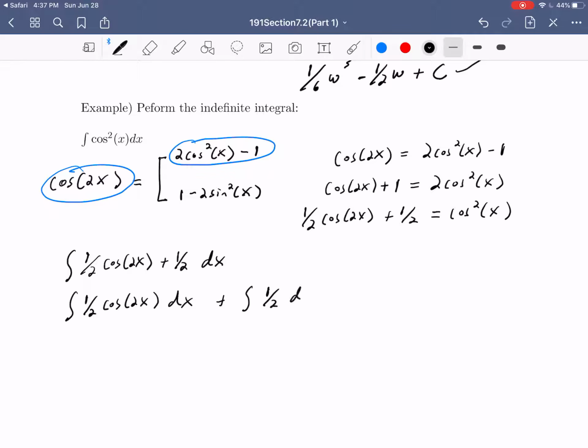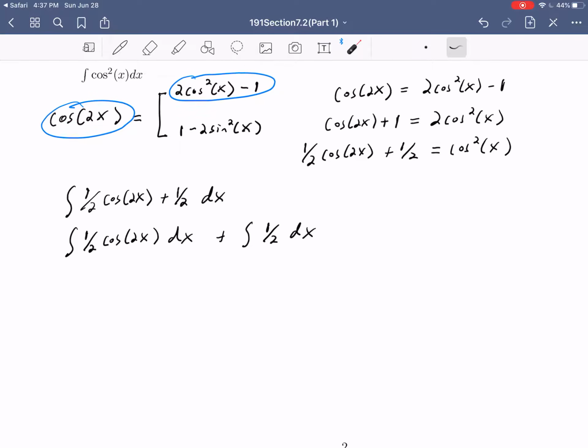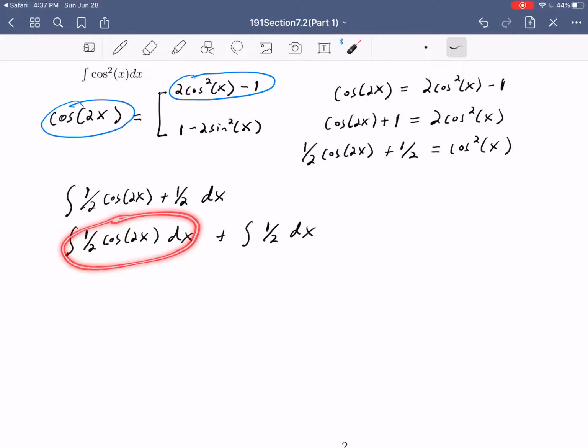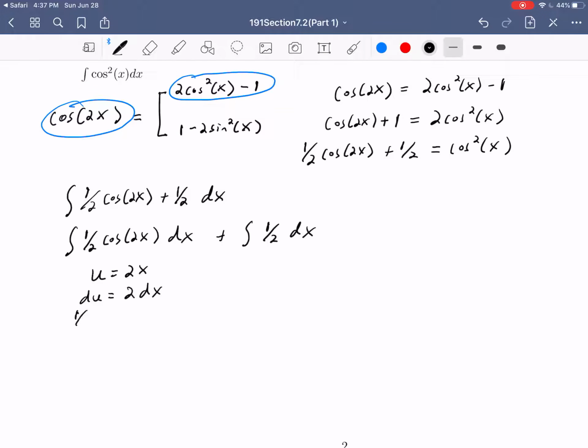And the second piece should be very easy, right? The integral of 1/2 dx, that's just going to be 1/2 x. For this, though, what we should do is go ahead and let u equal 2x. du is going to be 2 dx, and we're going to get 1/2 du is going to be that dx there. So we're going to get another factor of 1/2.